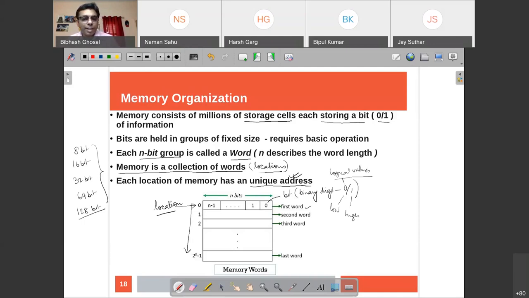So let us say this is my first word, and it has location number 0. My second word has location number 1. My third word has location number 2, and so on. This is how you access the memory.